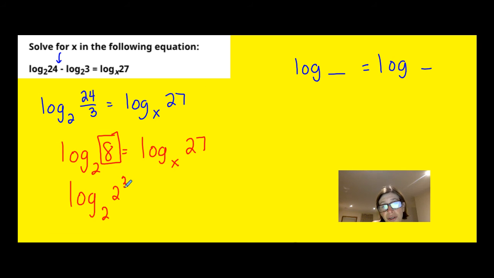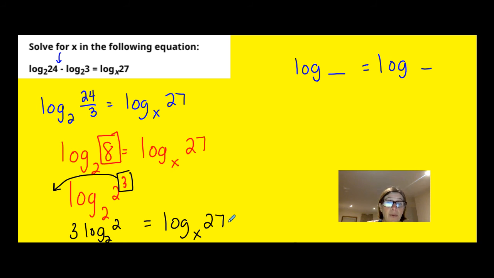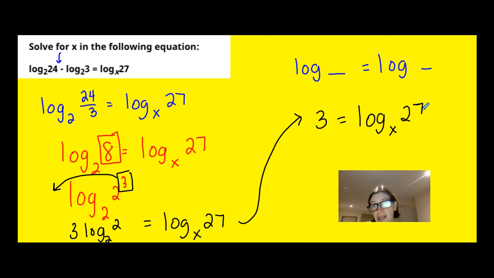And then I could use the laws of logs and bring this to the front. That gives me, okay, so take a second and look at what I did there. All right, so that gives me 3 times 1, which is 3. Log base 2 of 2 is 1. 2 to what power equals 2 is 1. So 3 equals log base x of 27.